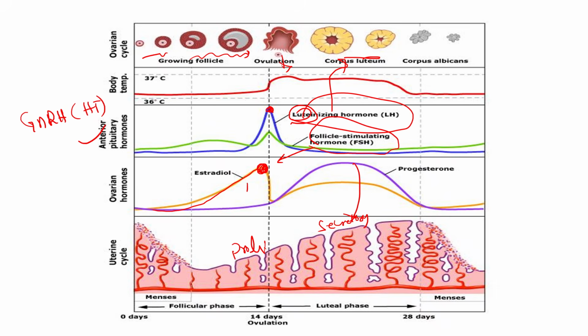So in the proliferative phase, there is division of cells as well as angiogenesis, as well as glands. In the secretory phase, you can see glands become tortuous, and blood vessels become tortuous. Once estrogen and progesterone are stopped, here you can see there is bleeding. That's the menstrual phase.